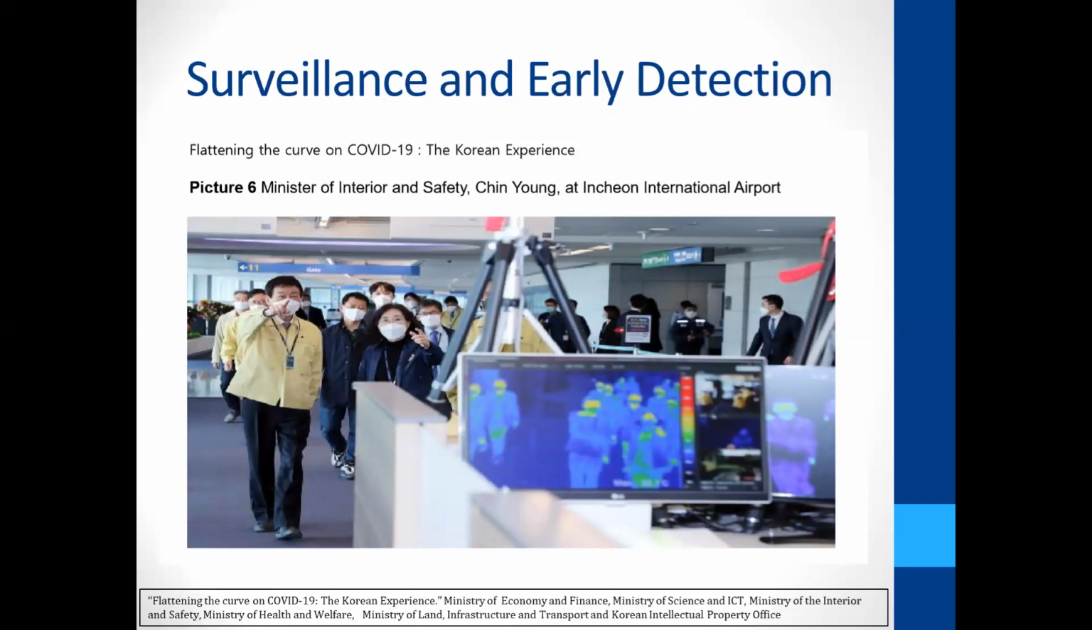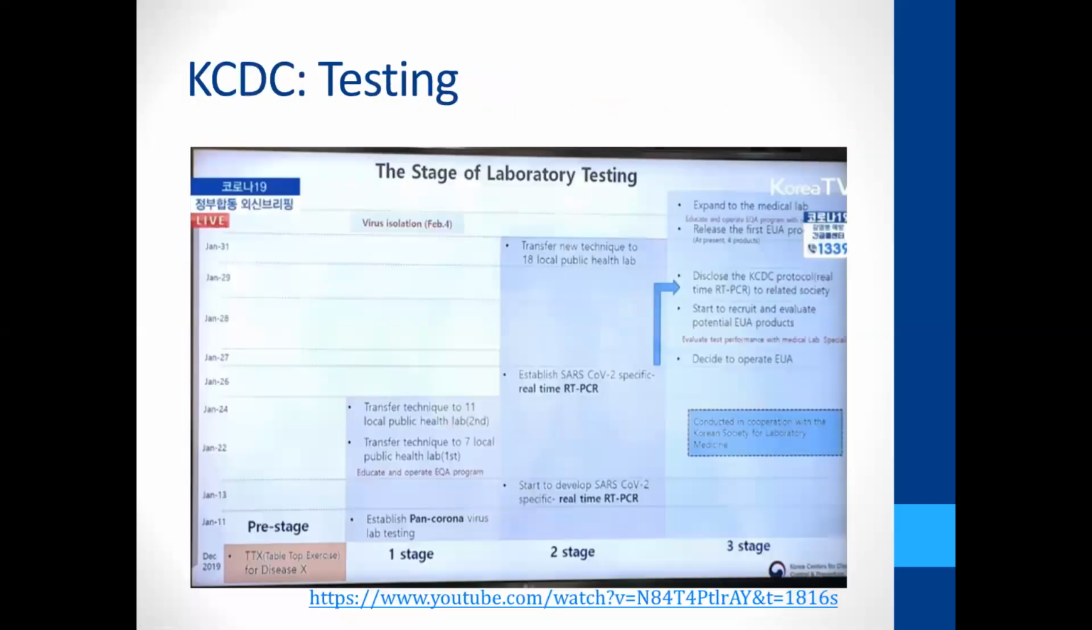Now, there are about 70,000 airport employees, government workers, and military soldiers who are working round the clock at the airport to manage the import of COVID-19 cases. And due to their adherence to strict infectious control protocols, there has not been a single case of COVID-19 among the 70,000. The second step was to ramp up testing.